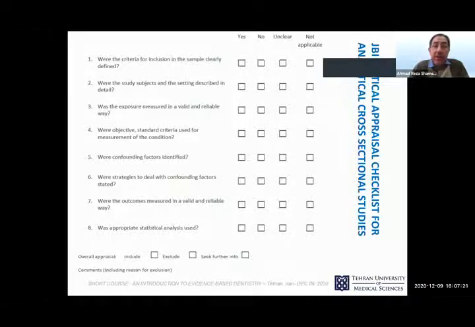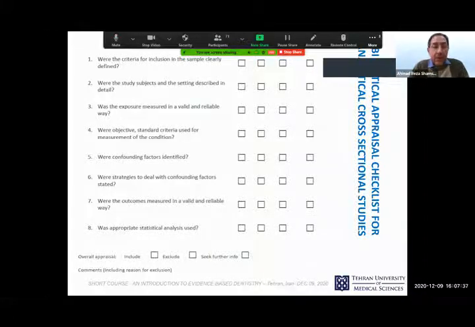The next one: were objective, standard criteria used for measurement of the condition? Is it objective or subjective? Is it acceptable for the scientist or not? It should be investigated thoroughly in the paper.